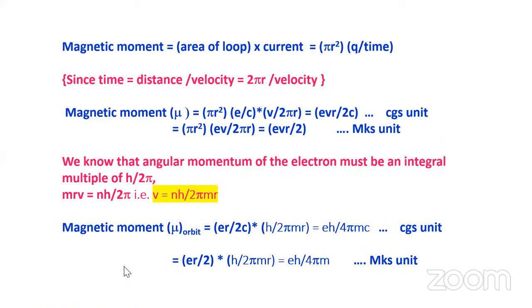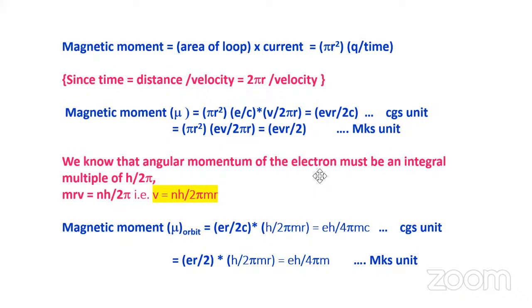SI units. And if you want to find out the magnetic moment, then it should be area of the loop into current. Area of the loop is πr², current is q by T, and this q by T can be further solved by using time equal to distance by velocity. This particular equation for the magnetic moment can be rearranged, and it gives you the magnetic moment associated with the current loop as evr by 2c. The c term comes into picture when you opt for the CGS unit, and when you opt for the SI unit, it is evr by 2.